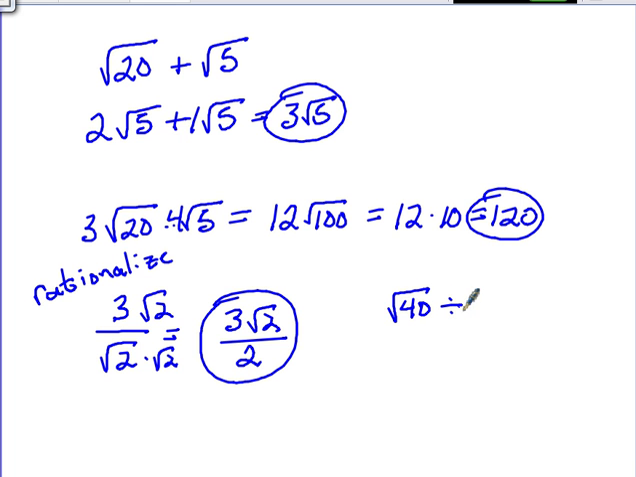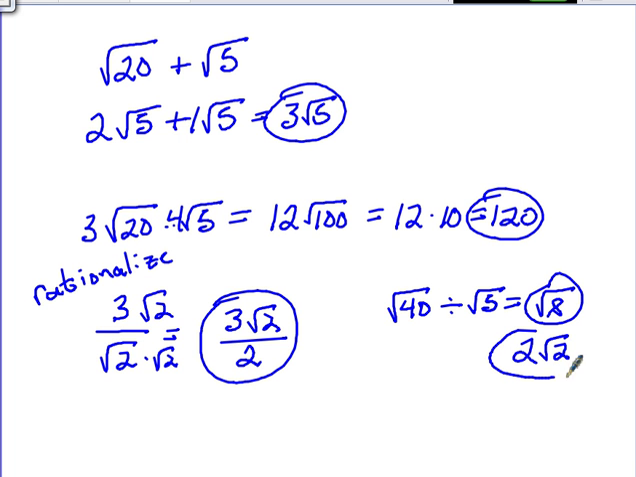We've already worked this one in your notes, but root 40 divided by root 5, radicals can be divided. Square root of 40 divided by the square root of 5 is the square root of 8. And that would simplify into 2 root 2. But you can divide radicals as well. And I'm trying to speed through this as much as possible.